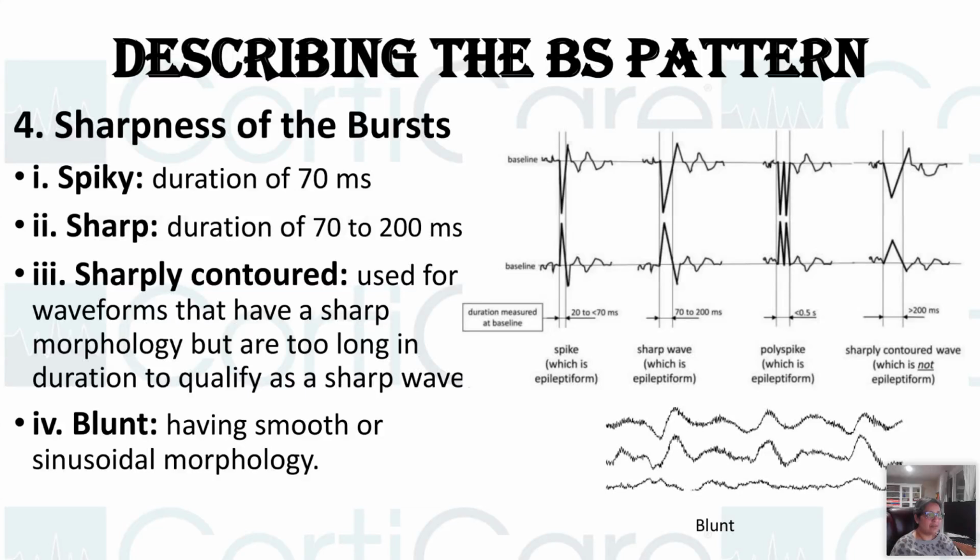So these kind of patterns, they do not fall into spike or sharp. They are too wide to be called sharp, right? They are above 200 milliseconds. And then we call them sharply contoured. So when describing the burst suppression, when you're describing your burst, you talk in terms of whether they are spiky, they are sharp, sharply contoured, or they are blunted.